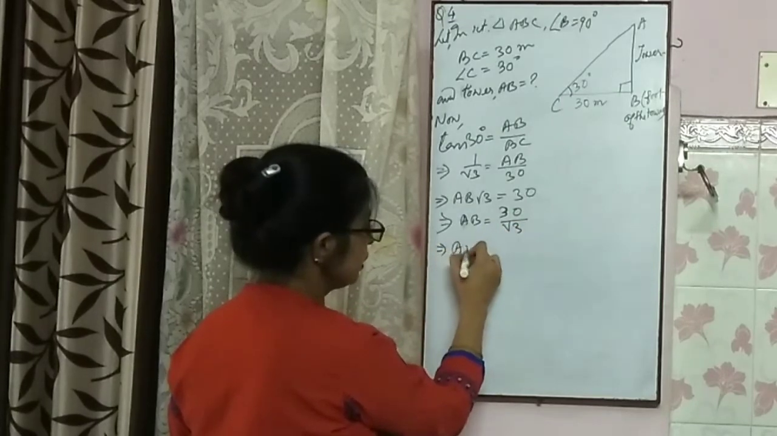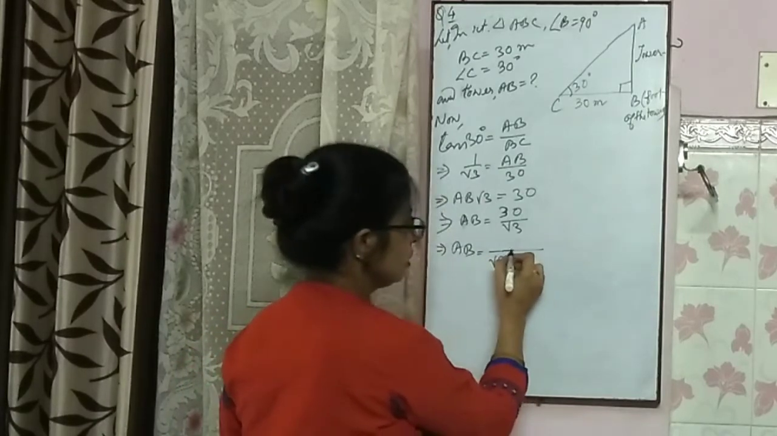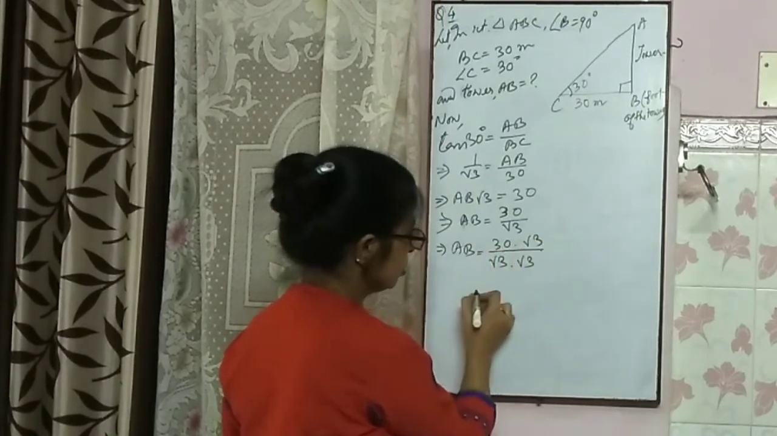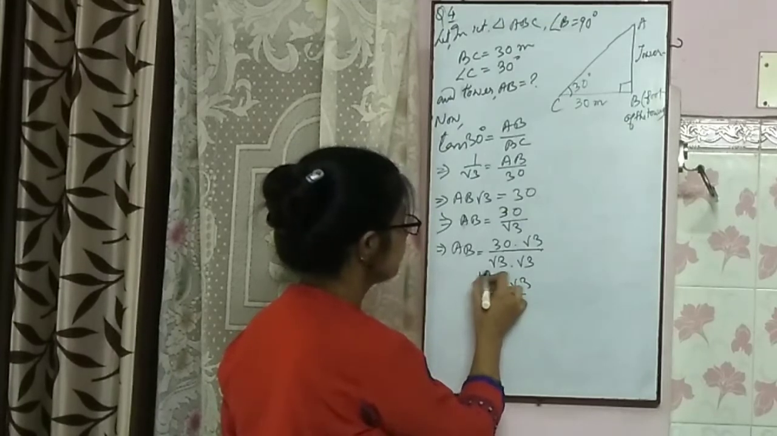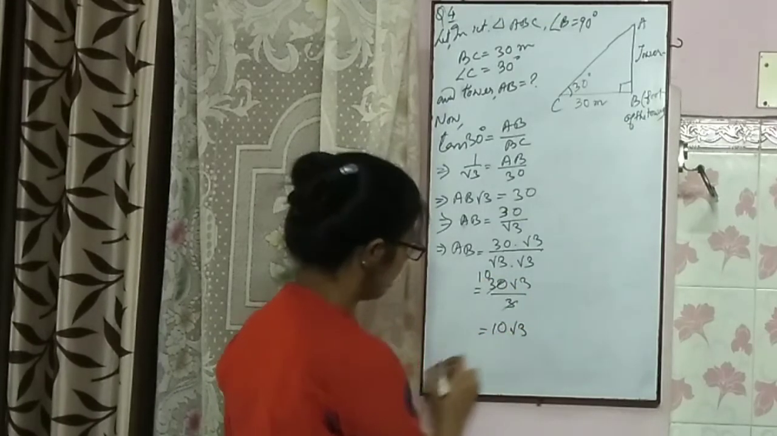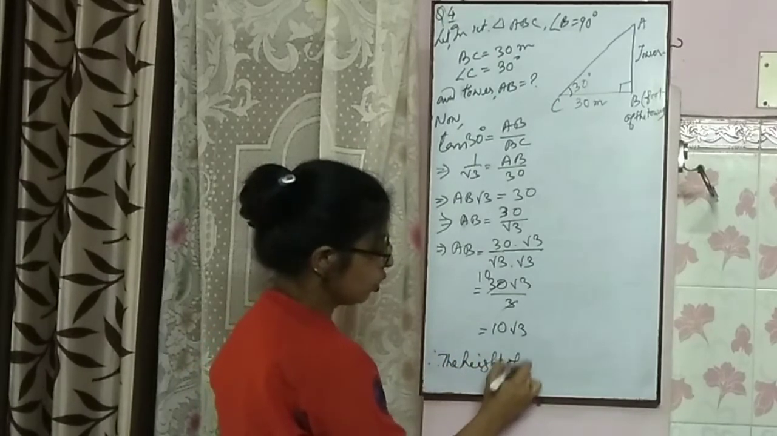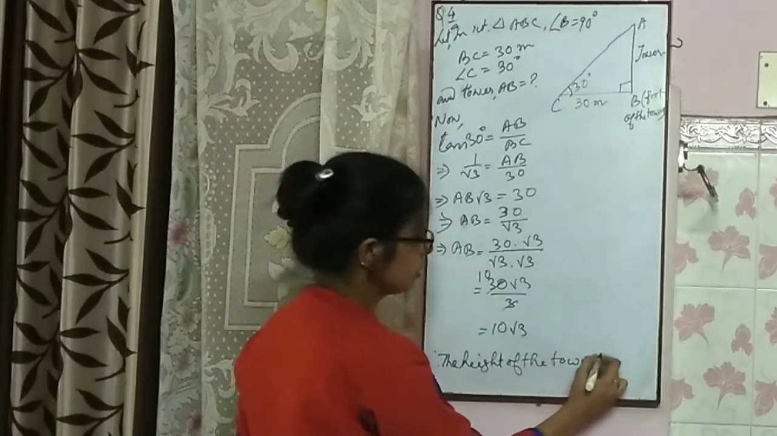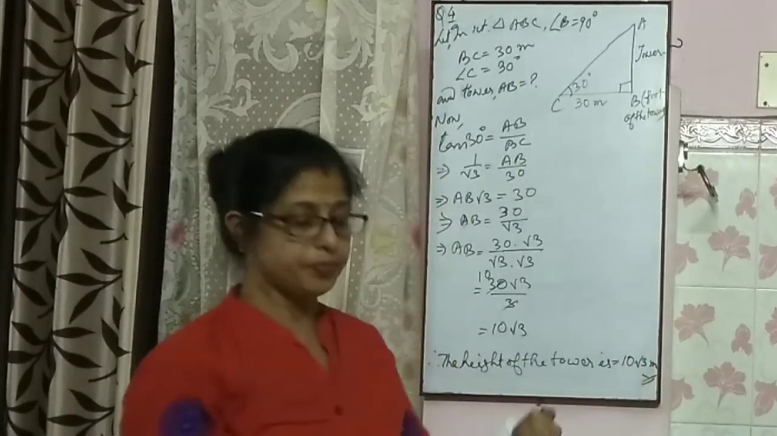Here the sum is not finished. You need to rationalize. Whenever you see any surd in the denominator, you need to rationalize whether it is asked or not. So here it comes 3, 30 root 3, cancel, 10 root 3. Therefore, the height of the tower is equal to 10 root 3 meter. Clear? Just I am giving you hints for question number 5.